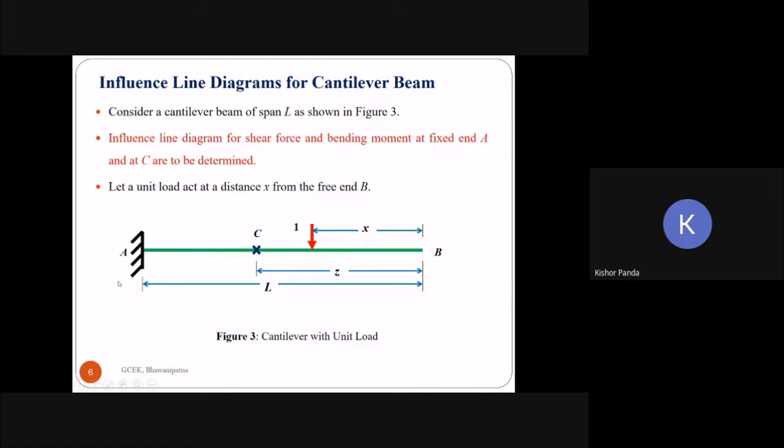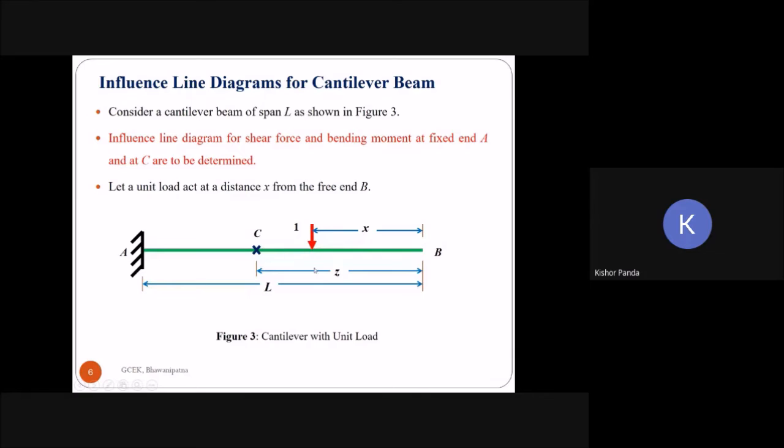This is cantilever beam AB. Consider a cantilever beam of span L. So here we have to draw the influence line diagram for shear force and bending moment at fixed end A and at C. For bending moment at A and shear force at A, we have to draw the influence line diagram. And also for bending moment at C and shear force at C, we will draw the influence line diagram.